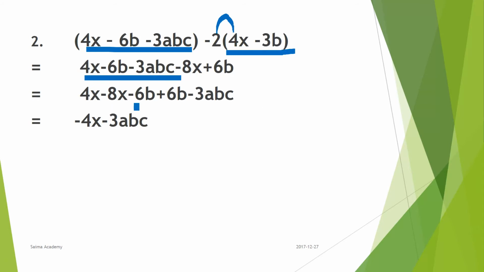And then we will rearrange it. This is 4x and minus 8x from here to here. And then minus 6b plus 6b, and then minus 3abc. So 4x minus 8x, we have minus 4x. This is minus 6b, this is plus 6b. Same basis, same coefficient, they will cancel out each other. And then minus 3abc is left, so this is our answer.